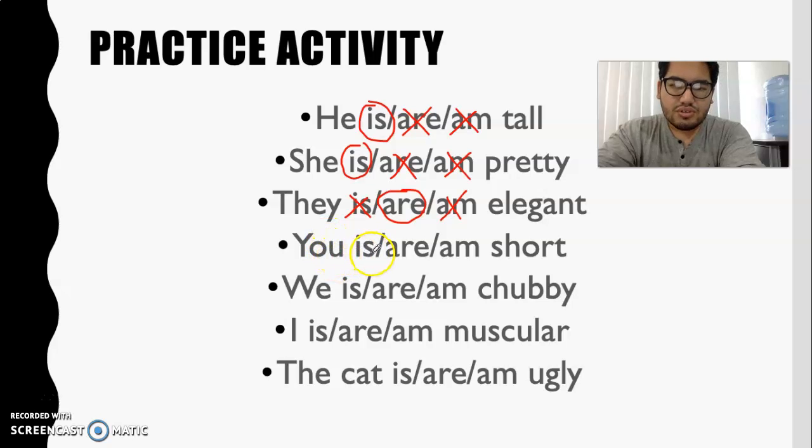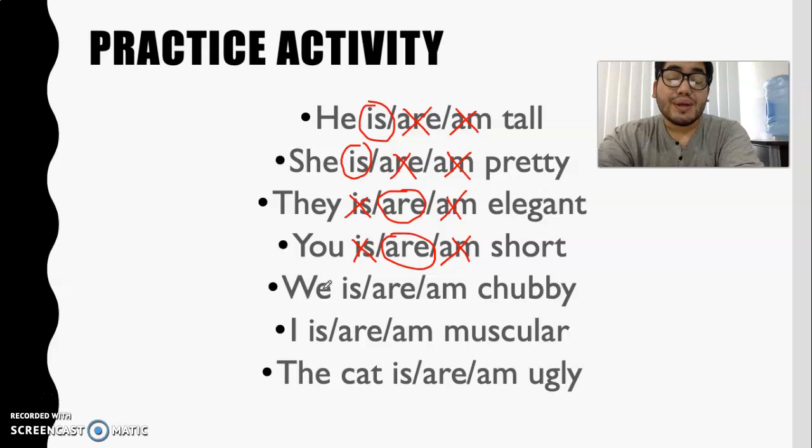Let's see the next one. You is short, you are short, or you am short? You is short? I don't think so. It doesn't sound right. You am short? No. We use you are short.